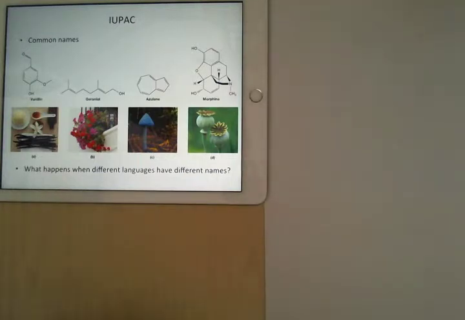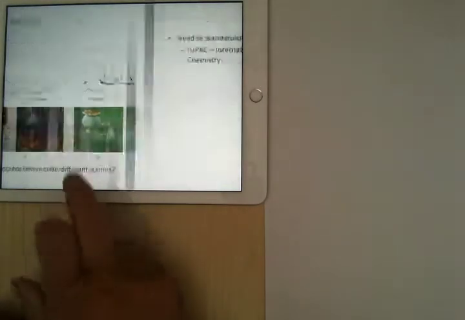The problem comes with what happens to the naming of these things if they're in a different language, or even within the different regions of a country. They may have slightly different names, and it's just going to be a little unwieldy trying to figure out all those names. Lots of times they still use the common names, but what we really need is something that's more systematic, and that's where the IUPAC comes in.